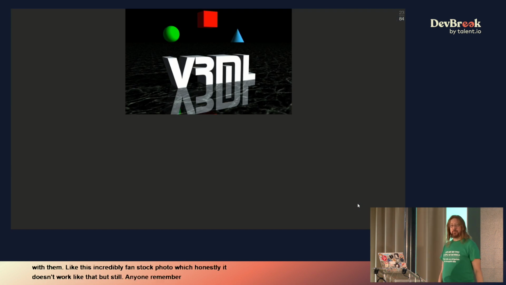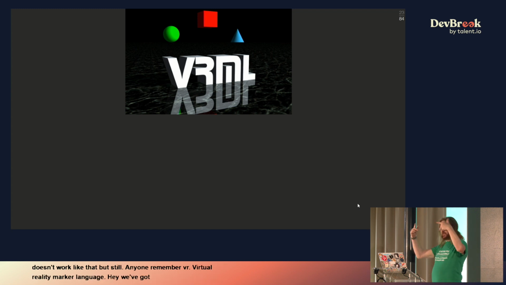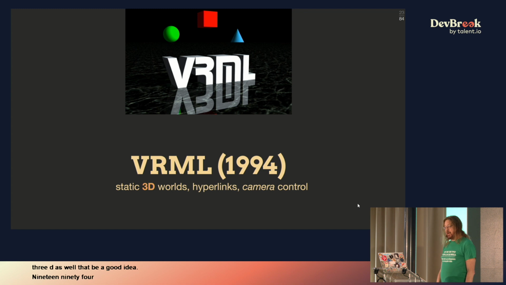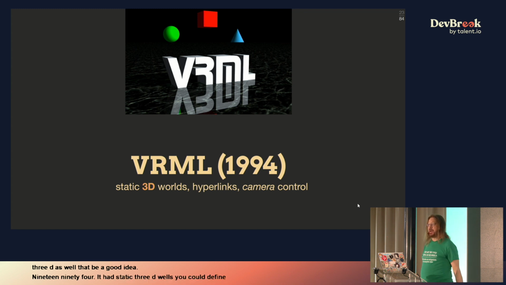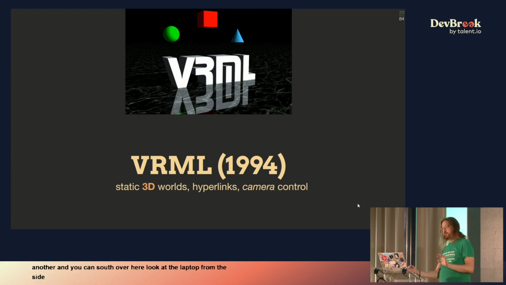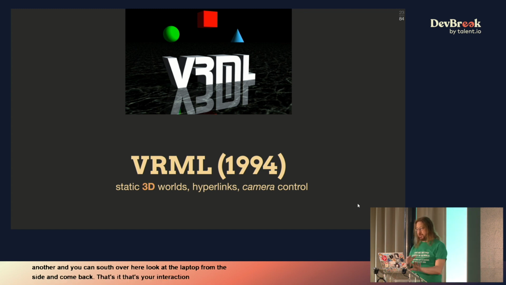anyone remember VRML, virtual reality markup language? Hey, we've got HTML with these tags, and we can write stuff, and it puts things together. Let's do that for 3D as well. That'll be a good idea. 1994. It had static 3D worlds. You could define a model. It had hyperlinks, so you could link from one place to another, and you could sort of suddenly go over here, look at the laptop from the side, and come back. Woo! That's it. That's your interaction. And you could move the camera around, and that was about it.